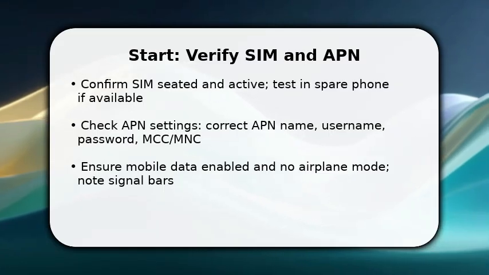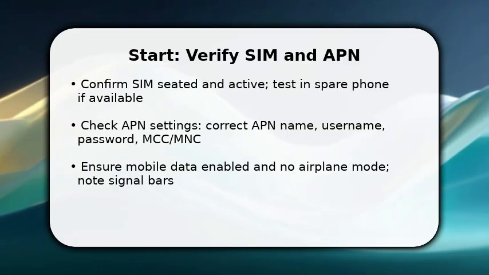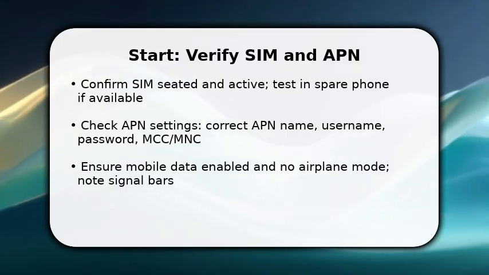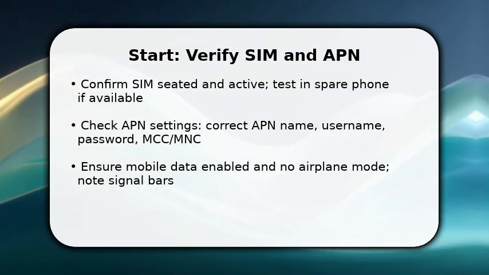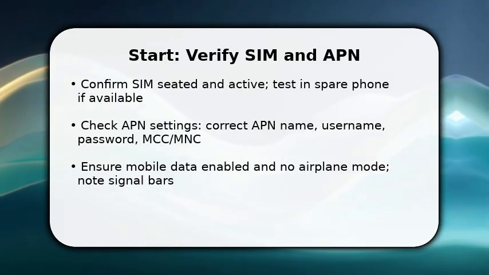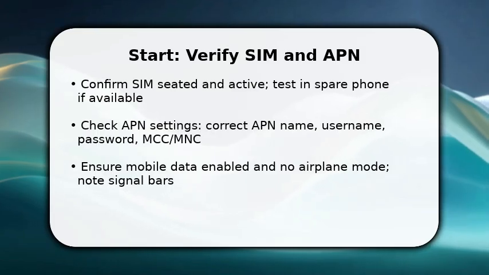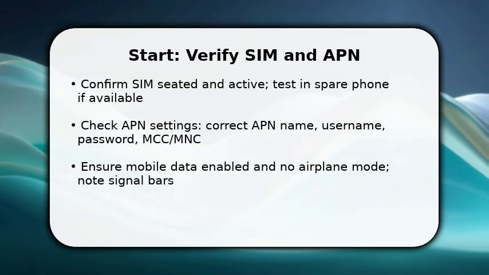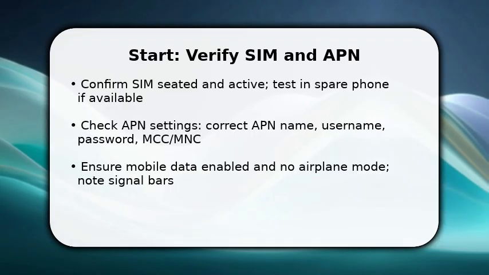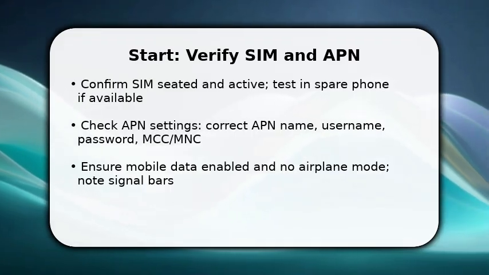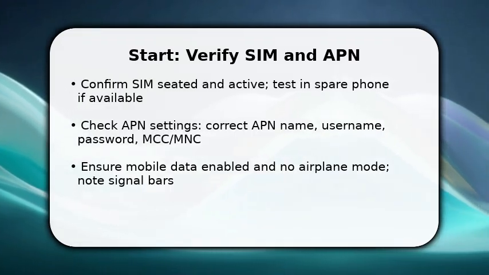You start by proving the basics under real conditions. Insert the SIM and try it in a known working handset to isolate hardware. Once done, open your device APN settings and compare values to the carrier reference. APN name, username, password, and MCC/MNC matter. Make sure mobile data is enabled and airplane mode is off.